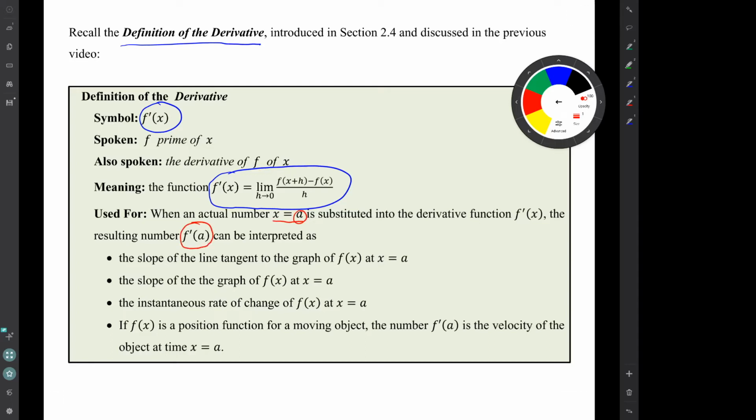And this number can be interpreted as the slope of a tangent line, or also called the slope of the graph. Can be interpreted as the instantaneous rate of change of f of x at that x equals a. If f is a position function for a moving object, then the number f prime parentheses a is the velocity of the moving object at time x equals a.